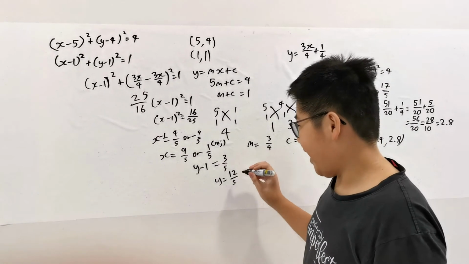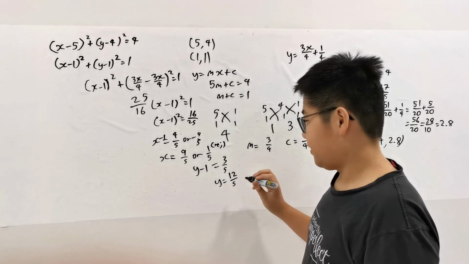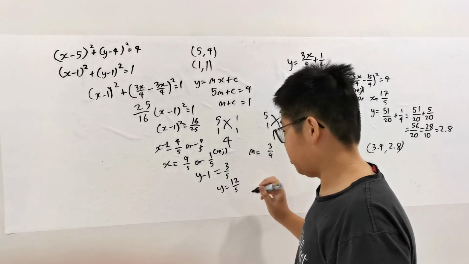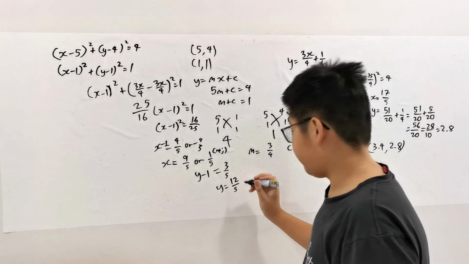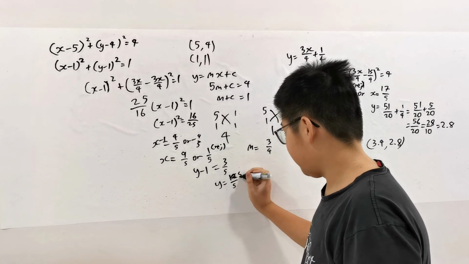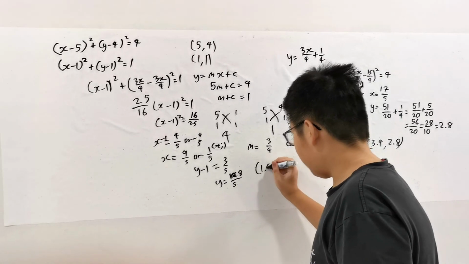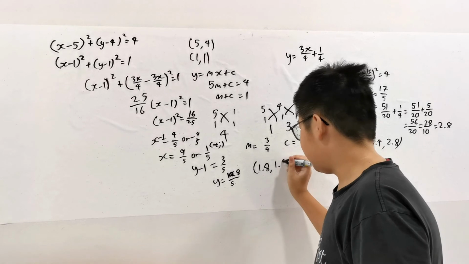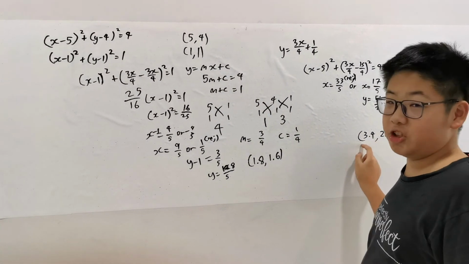So now we have, are you where I'm at? Okay, good. Now let's check our steps. y minus 1 is 3 over 5. Oops, I made a mistake here. So we have our point 1.8, 1.6. So we have our 2 points. Actually, this is the solution to the equation.